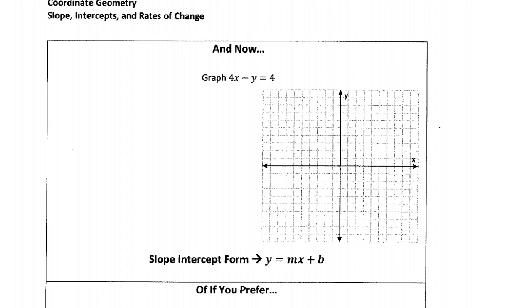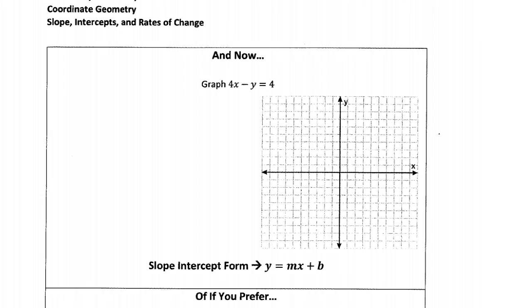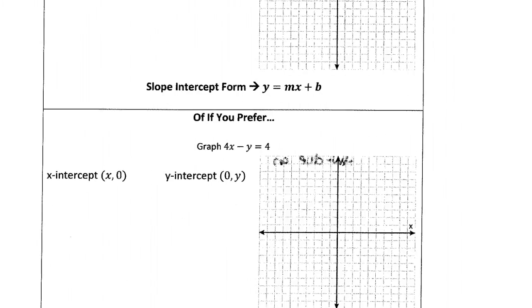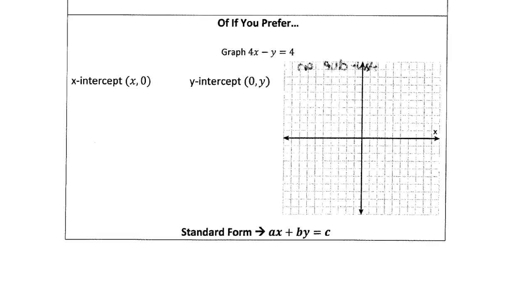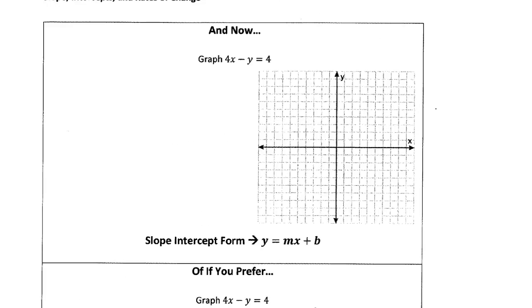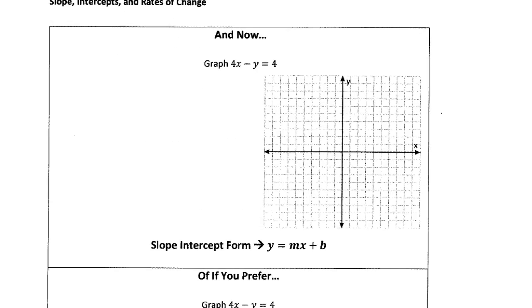Okay, so in 4.7, we're going to learn how to graph not in slope-intercept, but in standard form. So we're going to practice graphing in standard form this time. We don't ever graph from point-slope form. It's not really useful for graphing, okay? Well, I guess it could be, but we're not going to do it that way, okay?